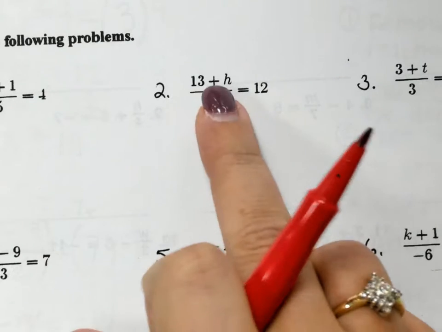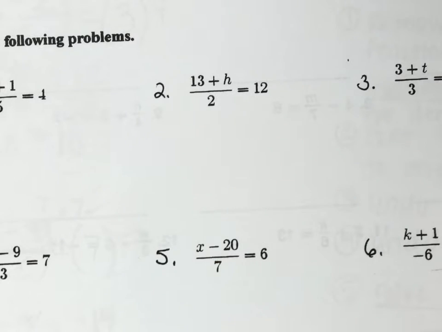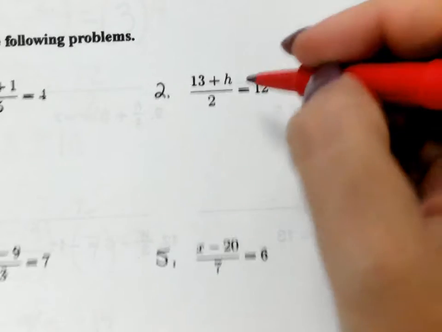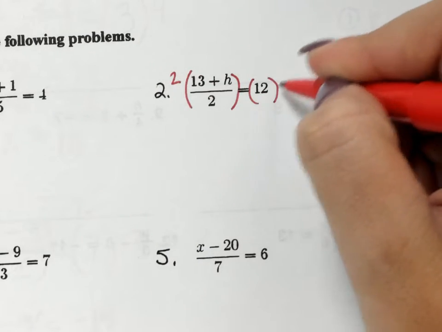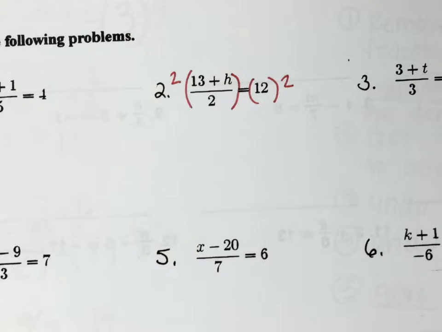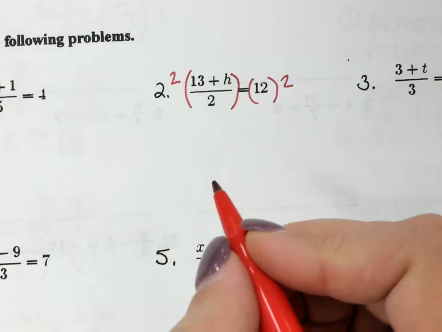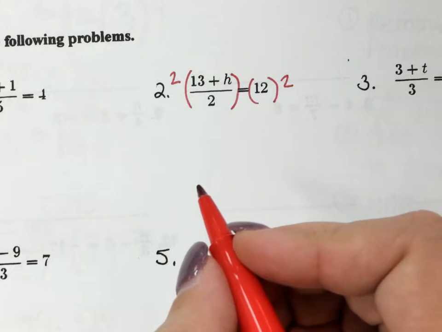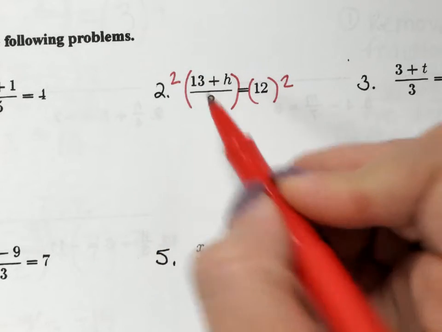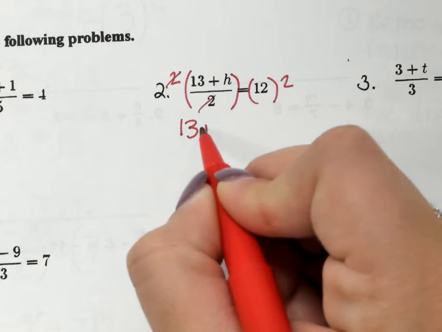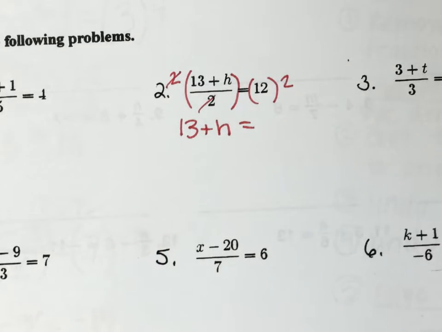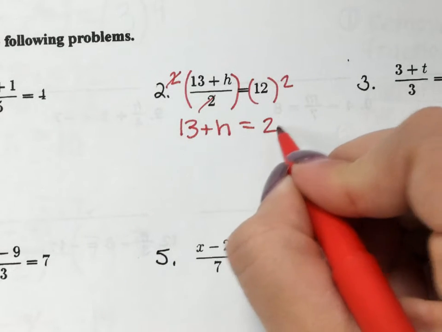Number 2 on the front. It's 13 plus h divided by 2 equals 12. So what do I have to do first? Multiply both sides by 2. So what do I get on the left-hand side of that equation? After I multiply by 2, what am I left with? You cross it out. 13 plus h equals 24. 12 times 2 gives me 24.